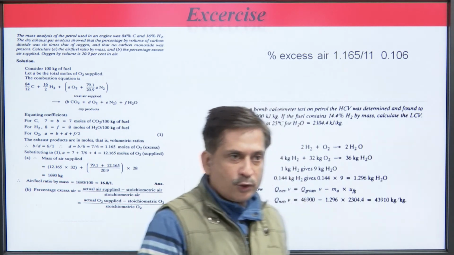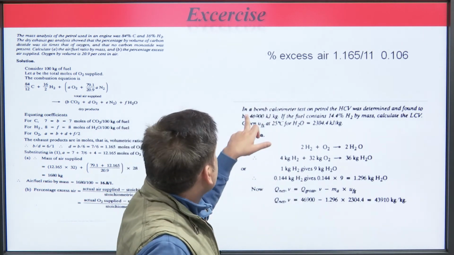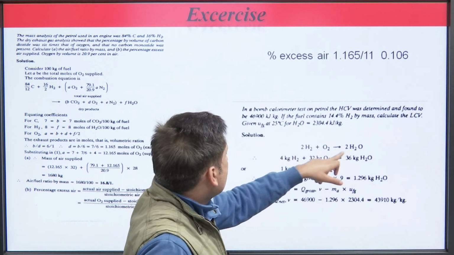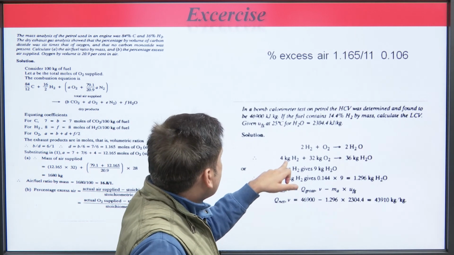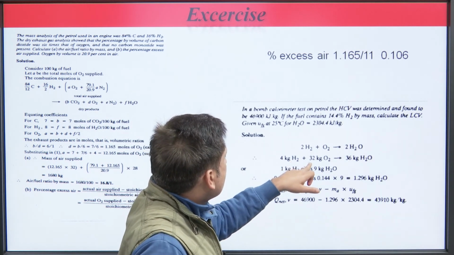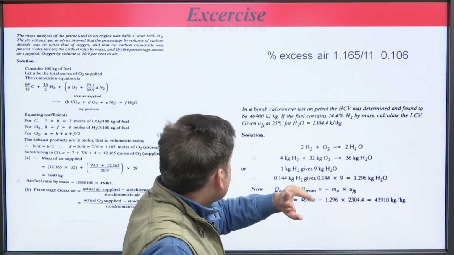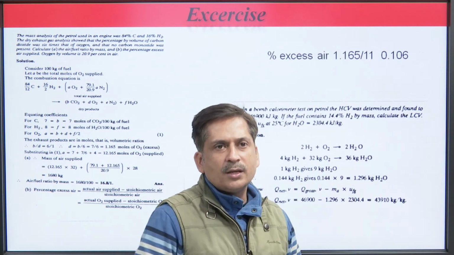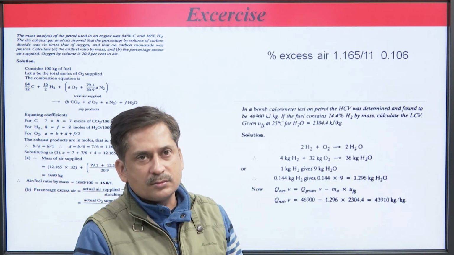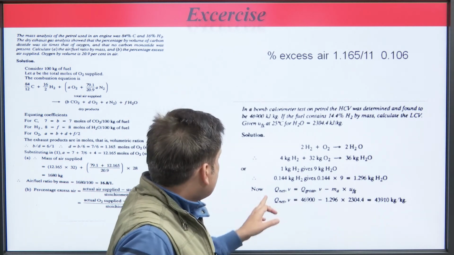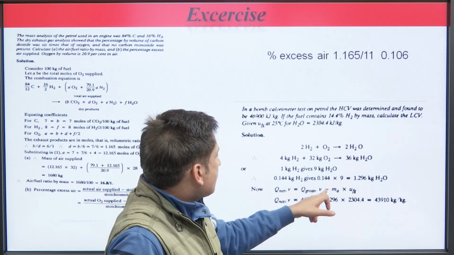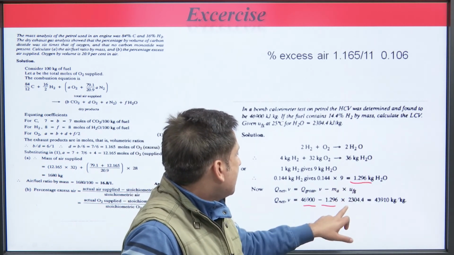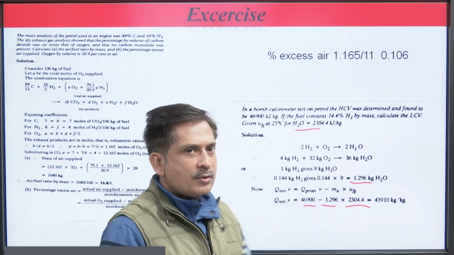So, what will you do? In the bomb calorimeter test, H2 plus O2 gives H2O. So, 4 kg of H2 plus 32 kg of O2 is equal to 36 kg of H2O. 1 kg of H2 gives you 9 kg of H2O. We have already described all these things. So, net calorific value is gross calorific value minus mass of water into hfg. This is given to you, this is evaluated from here, and hfg is given to you, from where the net calorific value is evaluated.